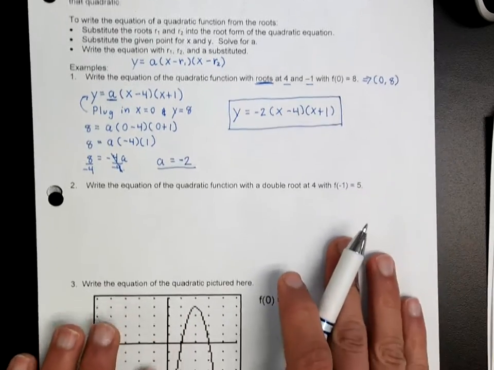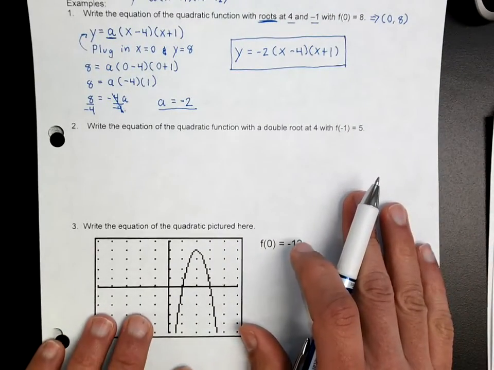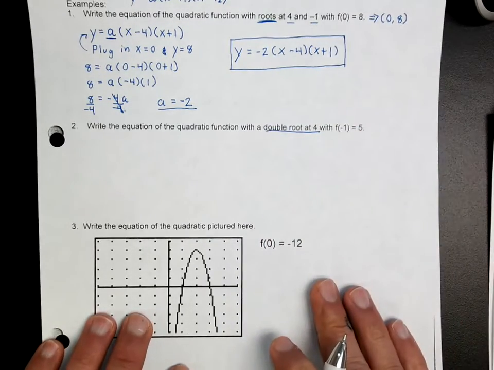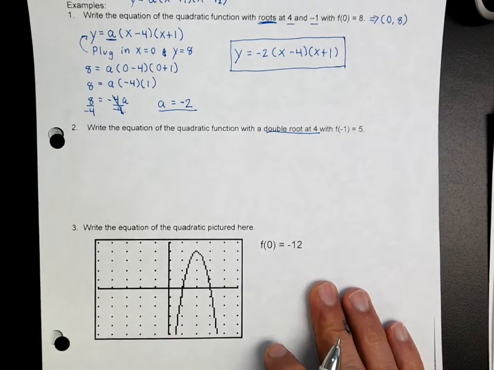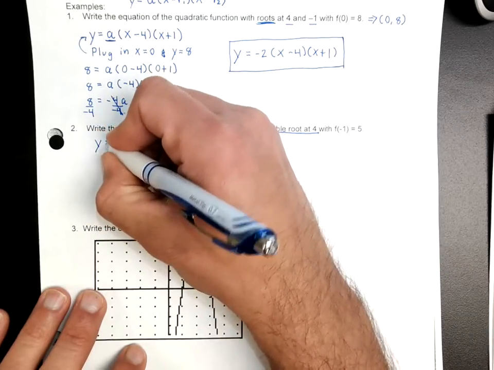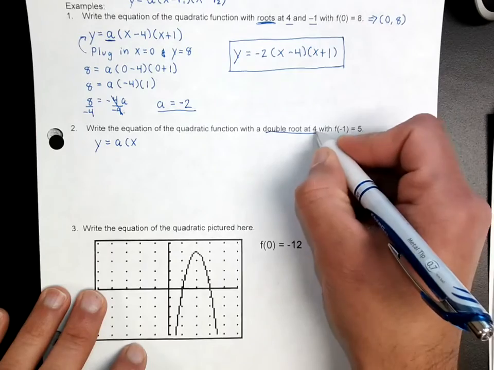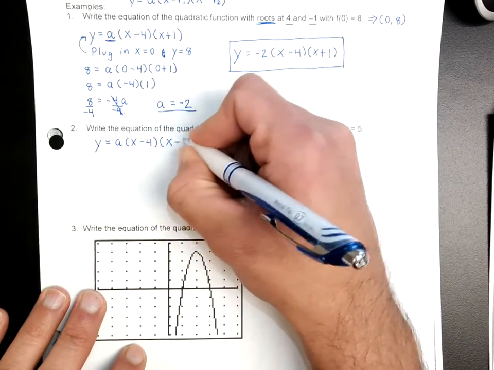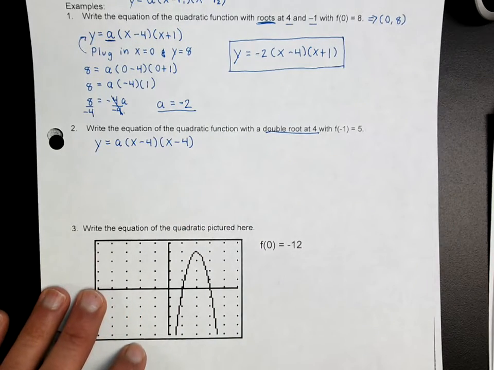Okay? So let's go to equation number 2 here. It says write the equation of a quadratic function with a double root at 4. Now, let's write this. If you have a double root at 4, that means you have y is equal to a(x - 4). Remember, this is a positive form, so I'm going to take the opposite of that: x minus 4, (x - 4). You're just going to write that twice. If it's telling you a double root, that's what you're going to write right there.